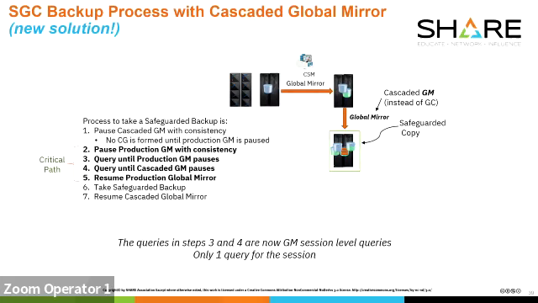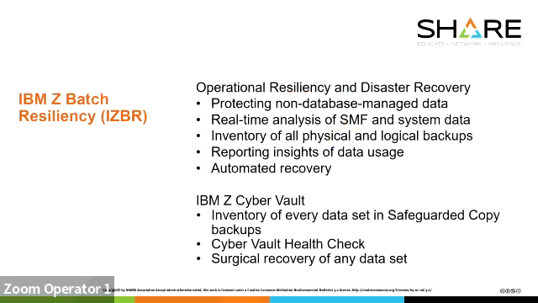Most of these queries are now system queries instead of volume queries, because when we were querying for data to drain, those were volume level queries. Now these will be system level queries to make sure that the Global Mirror has paused. So there'll be more of an LSS based query instead of a volume based query to speed things up. All right.